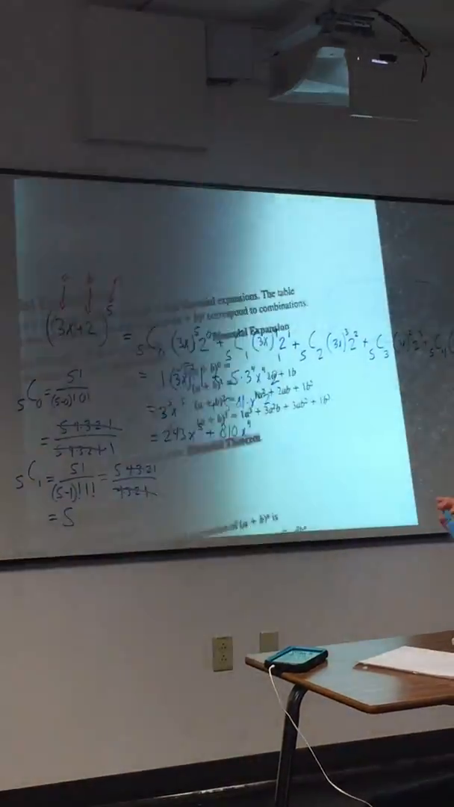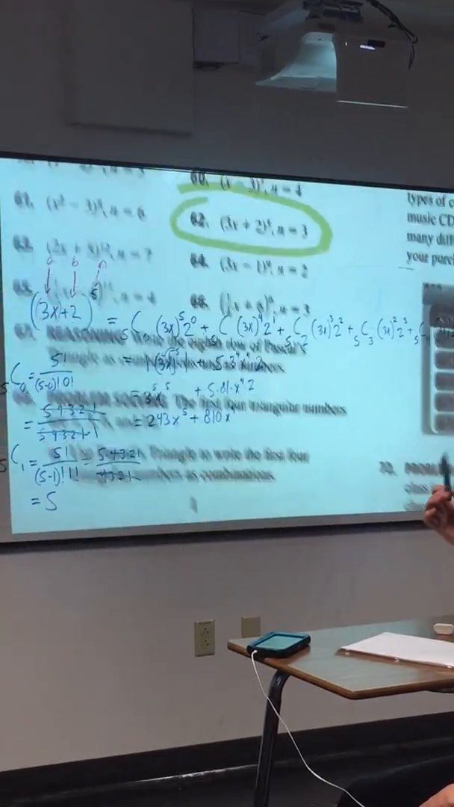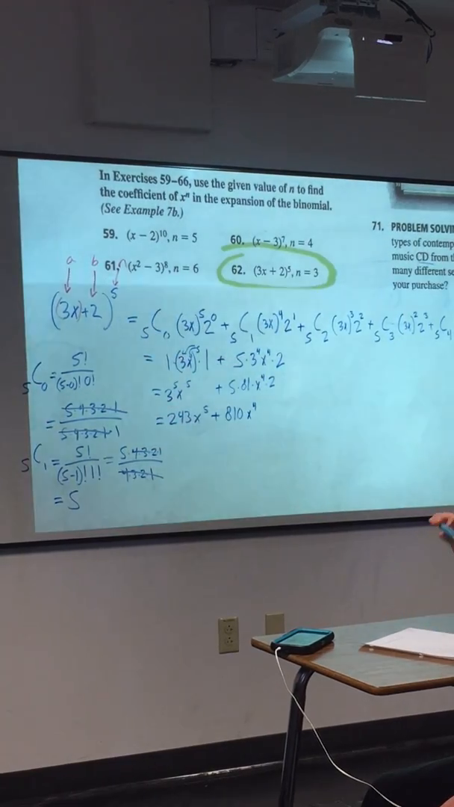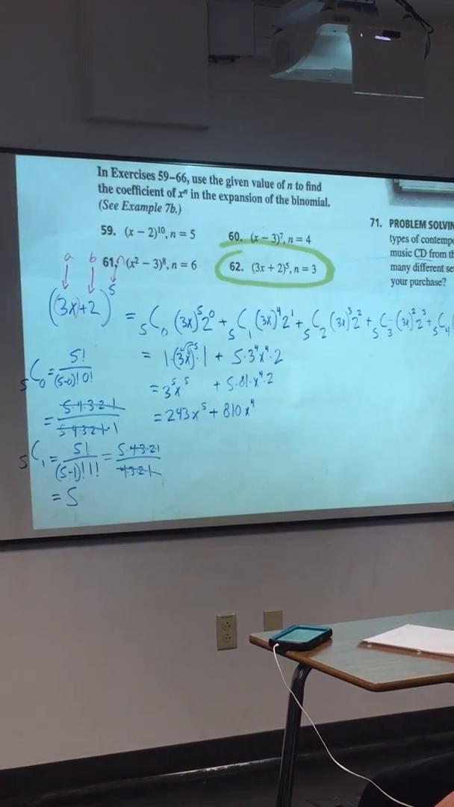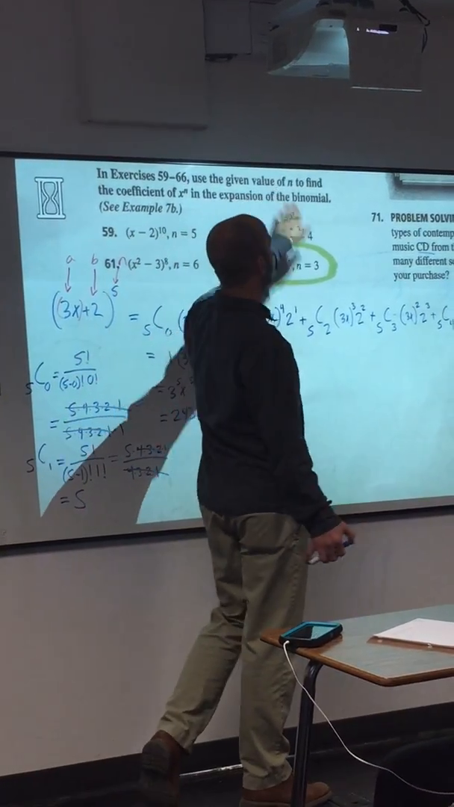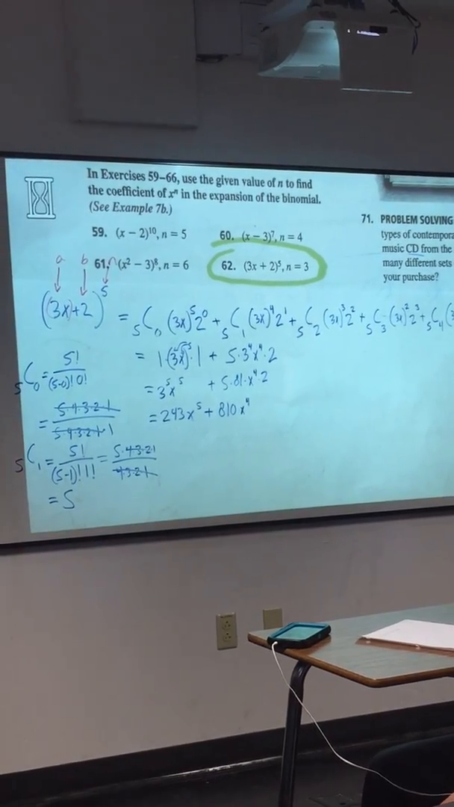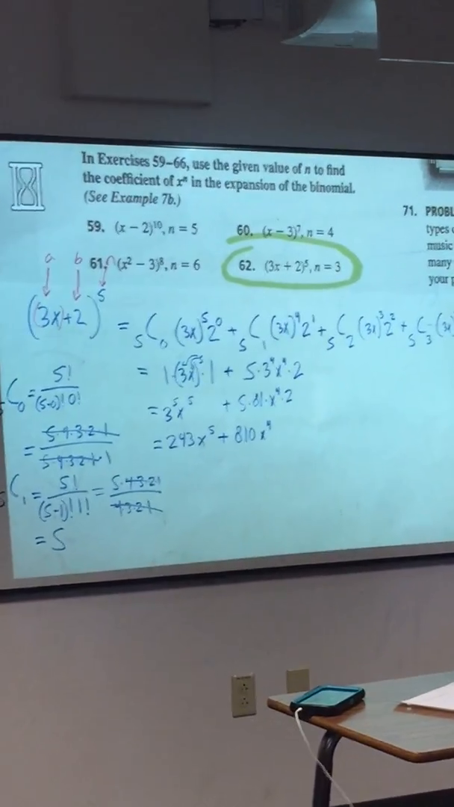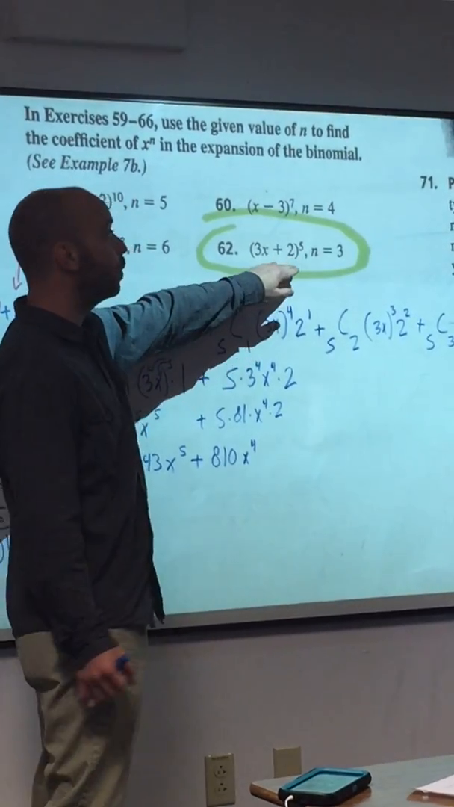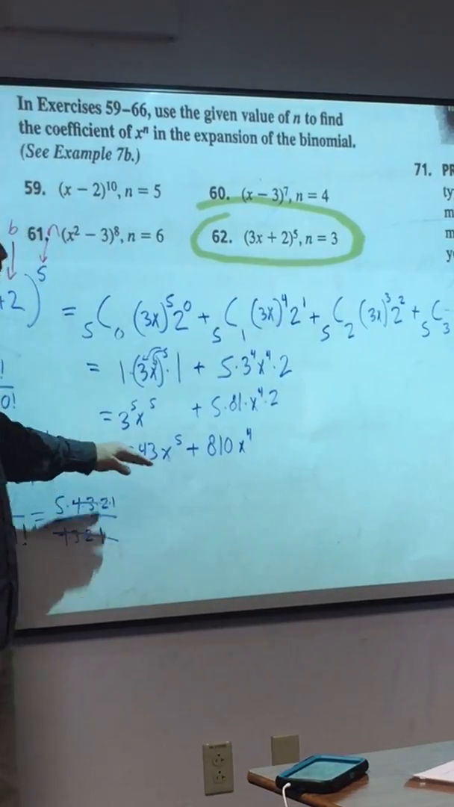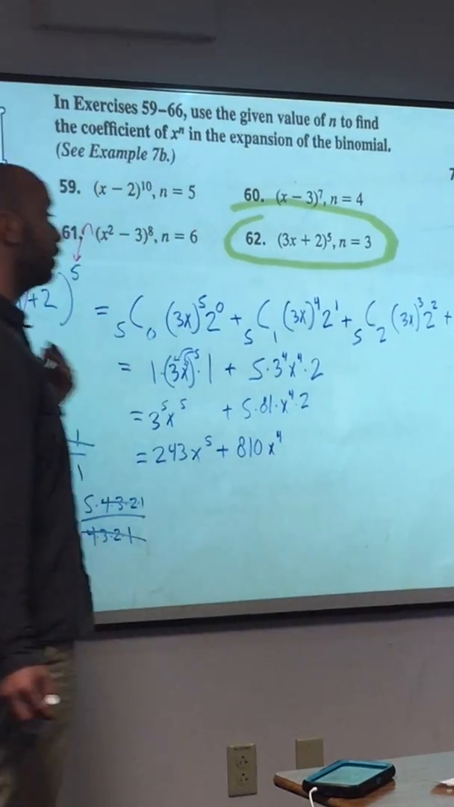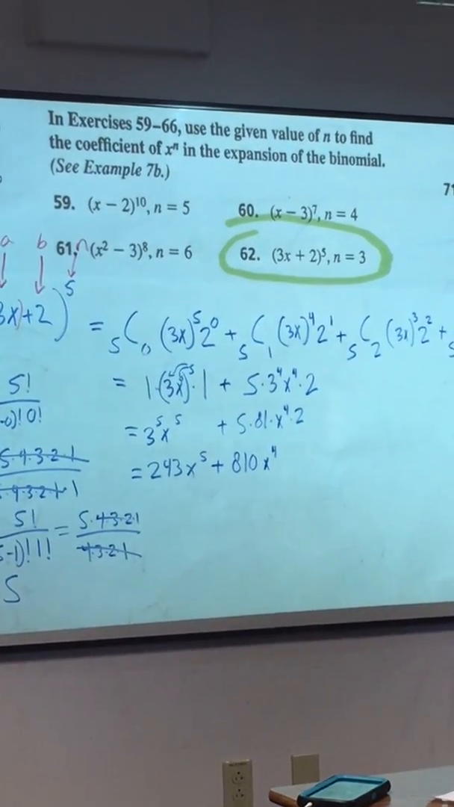I want to talk about the instructions for this problem right here, number 62. Okay. So please take a look at these instructions right here, where it says use the given value of n to find the coefficient of x to the n in the expansion of the binomial. And so here, this is the problem we just did. And one way to go about doing this problem would be to expand the binomial and then actually figure out what the coefficient is. Go ahead.